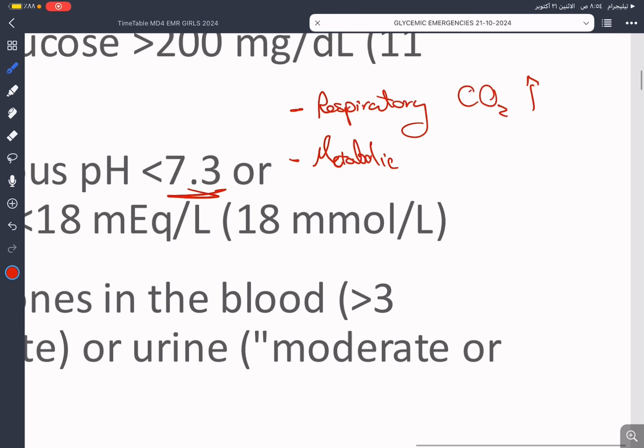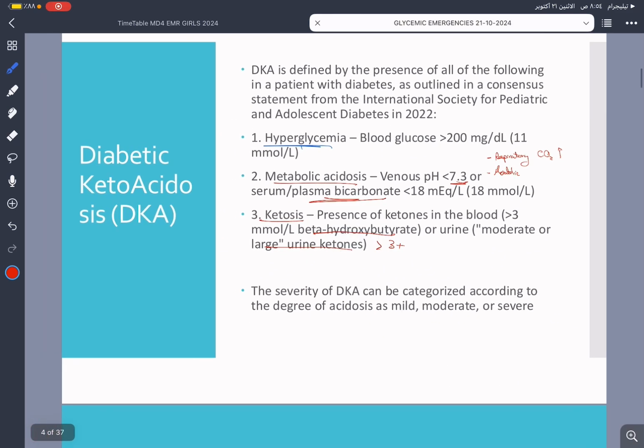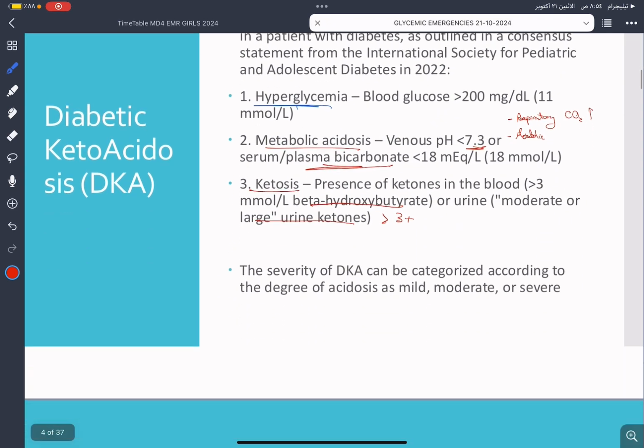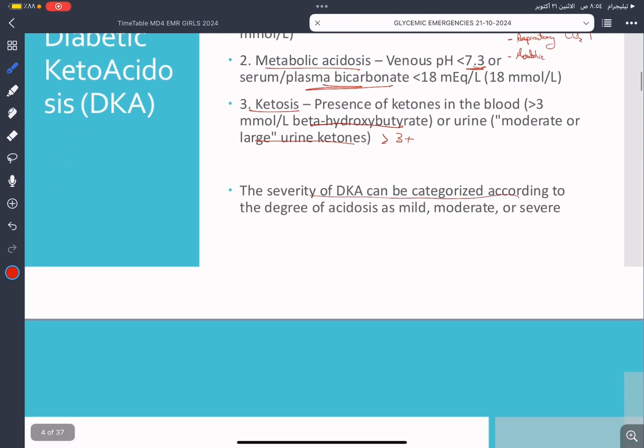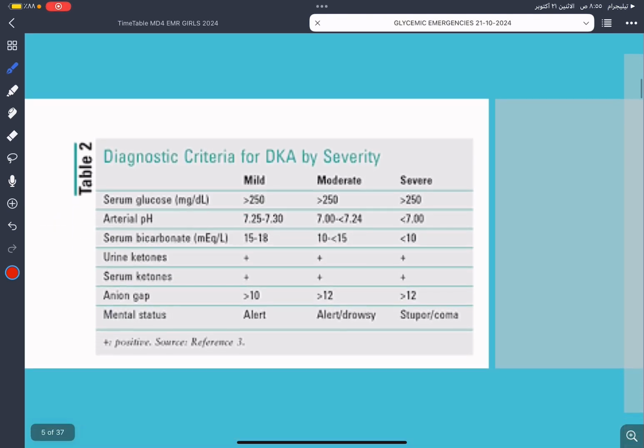How do we classify severity of DKA? Mainly based on the pH. If the pH is less than 7.0, this is severe DKA. If it's between 7.0 and less than 7.24, this is moderate. More than 7.25, this is mild DKA. Just to summarize, we classify DKA mainly based on the pH. Is that clear?